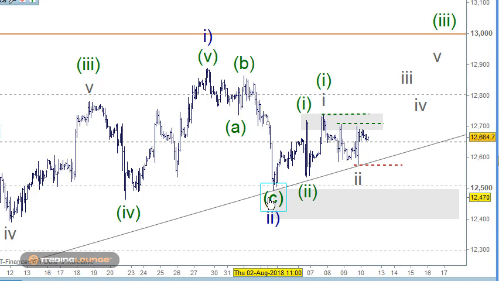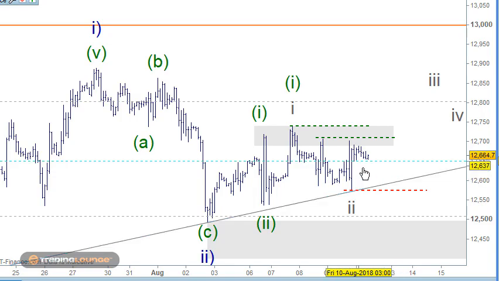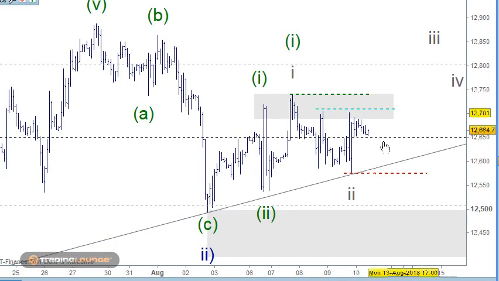So what I'm doing is I'm working off support and resistance, and the 12,650 is my current support. The market may not even hold that support. It's coming down, checking it.